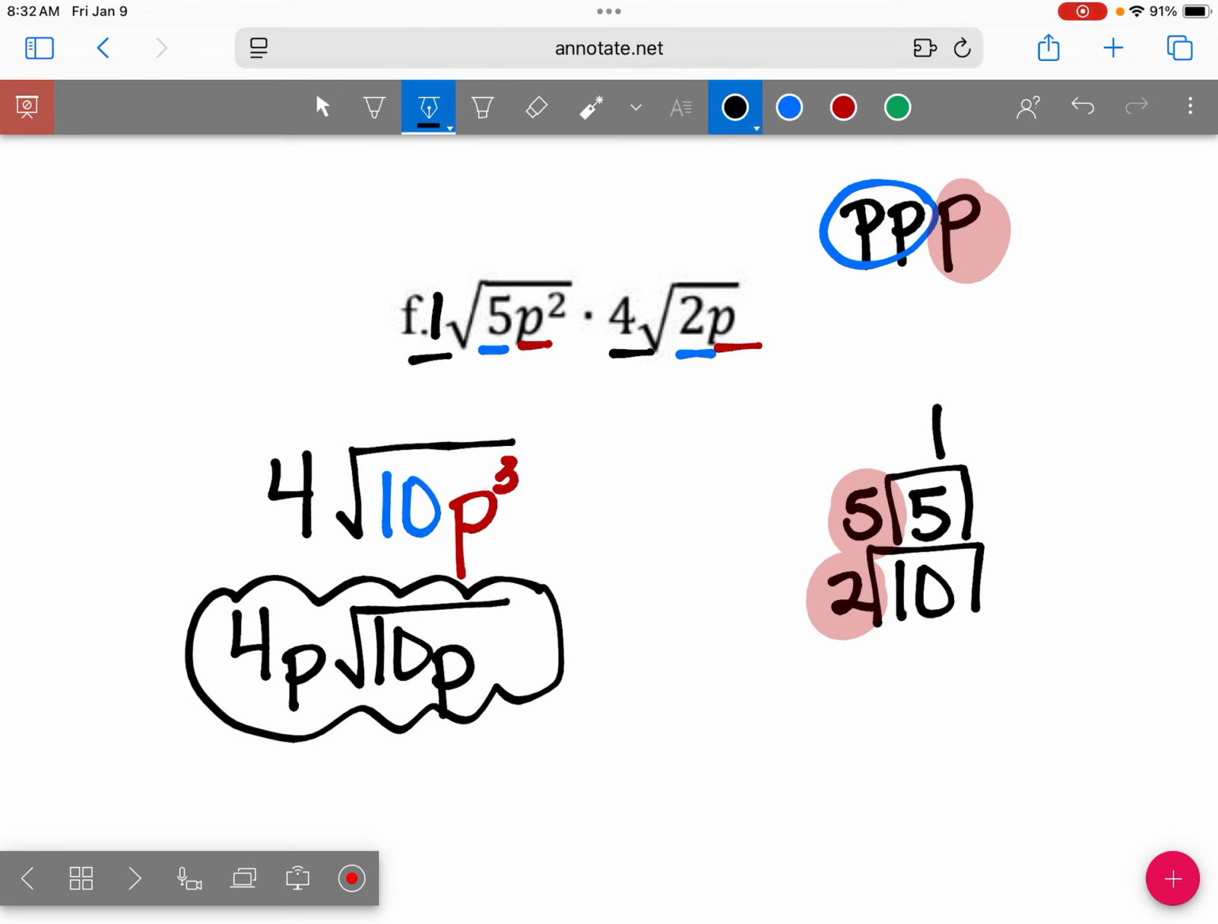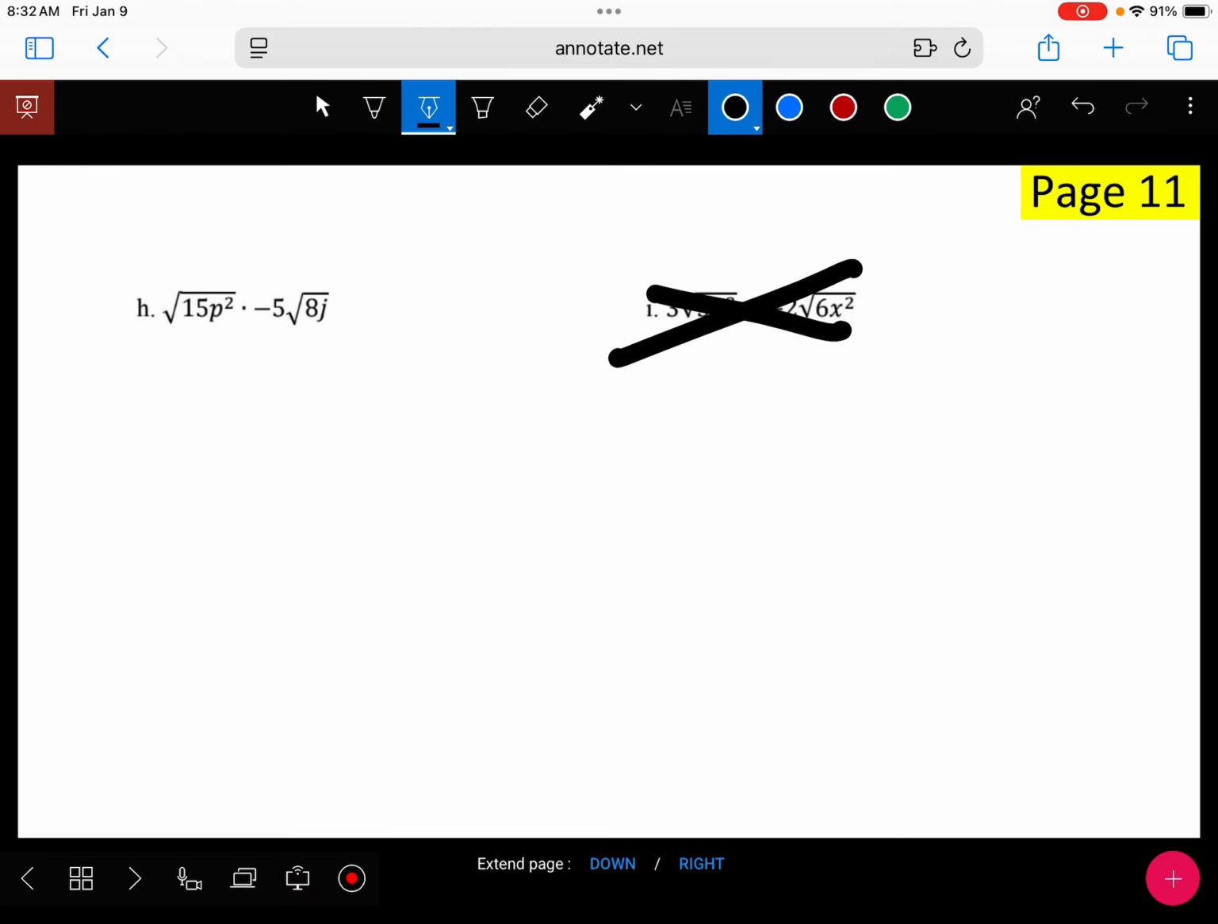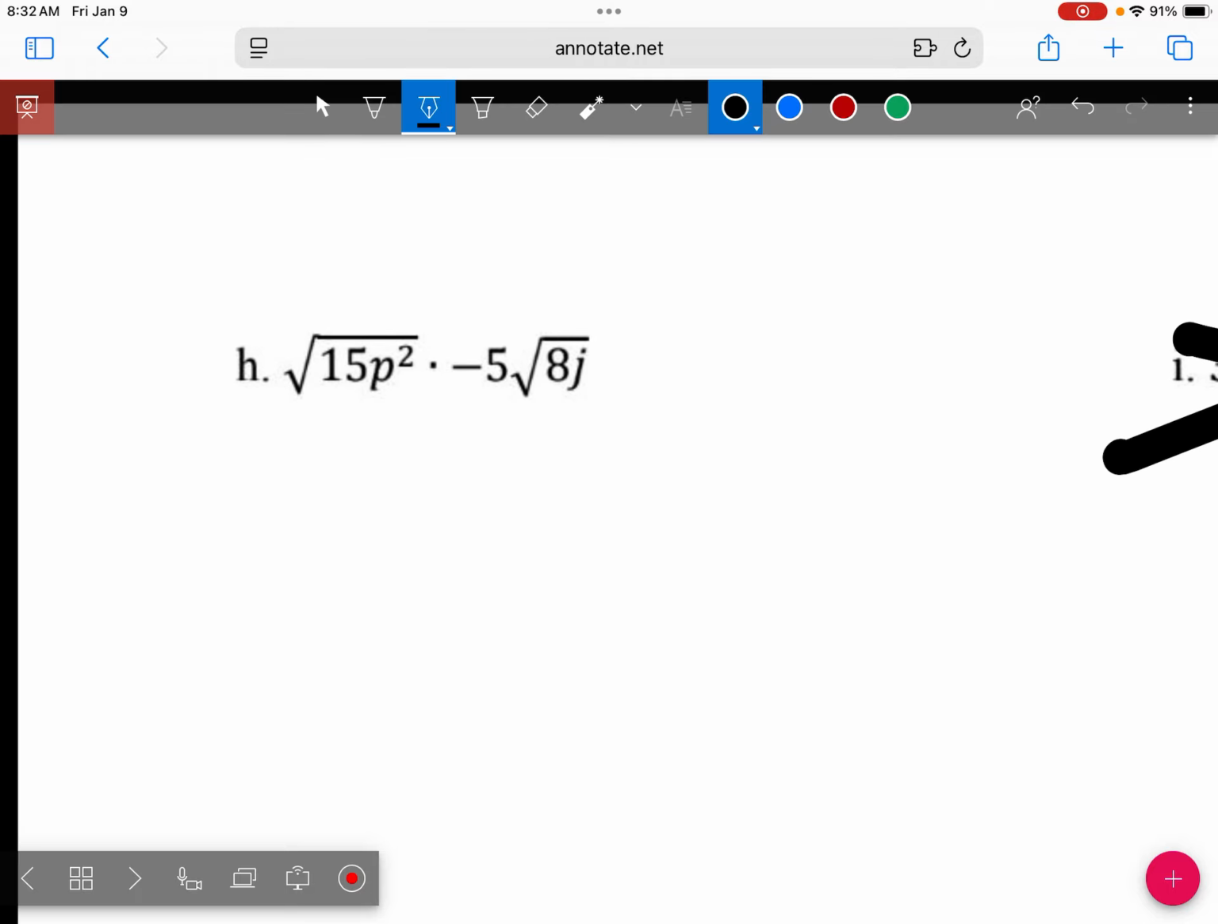Okay, one more, and then we're going to start working on our homework. We're going to do 2 questions today. I'm going to do 2 questions with you, and then you're going to do 3. Okay, let's go to the next row and do H. So the only thing we have on the outside is a -5. Let's build our radical. Pick up your calculators and multiply 15 times 8. What'd you say it was, Isaiah? 120. Okay. So we got 120.